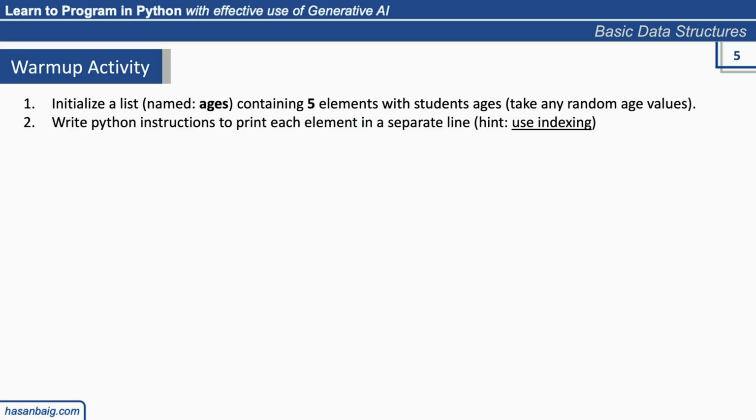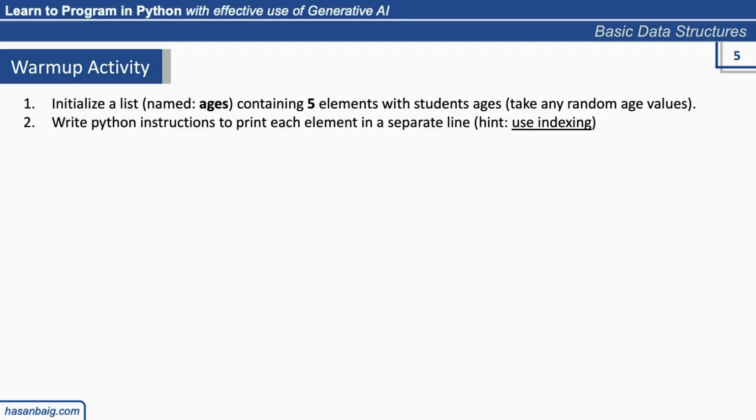So initialize a list, give it a name, ages, and specify any random values, 5 random values. And then write Python instructions to print each element in a separate line. So I assume that all of you are able to pick that up.